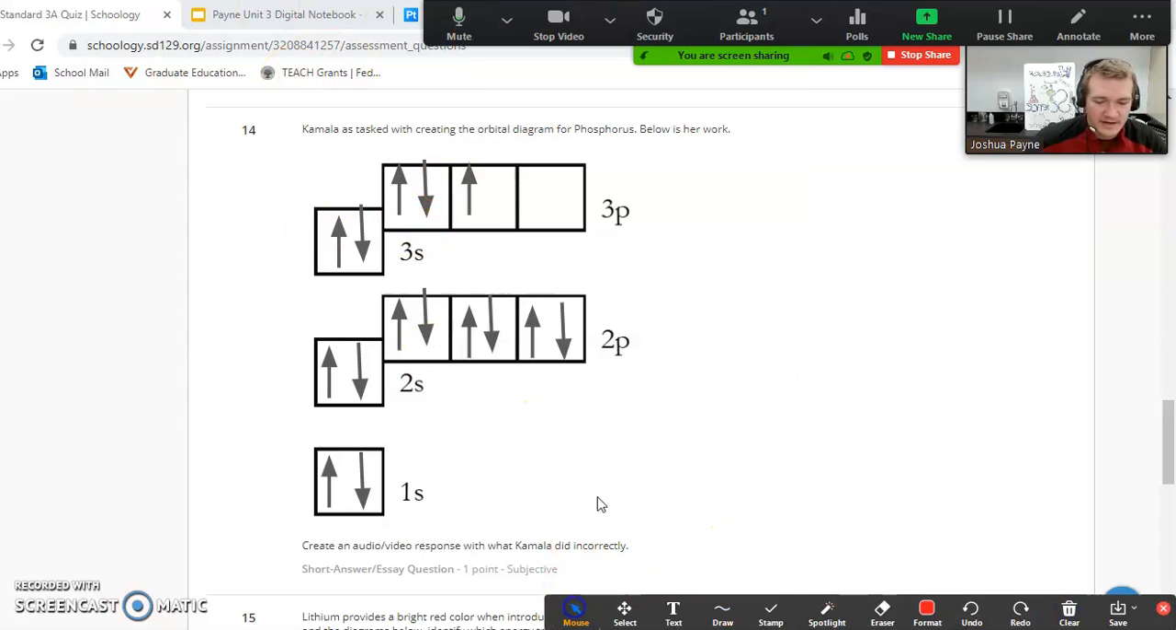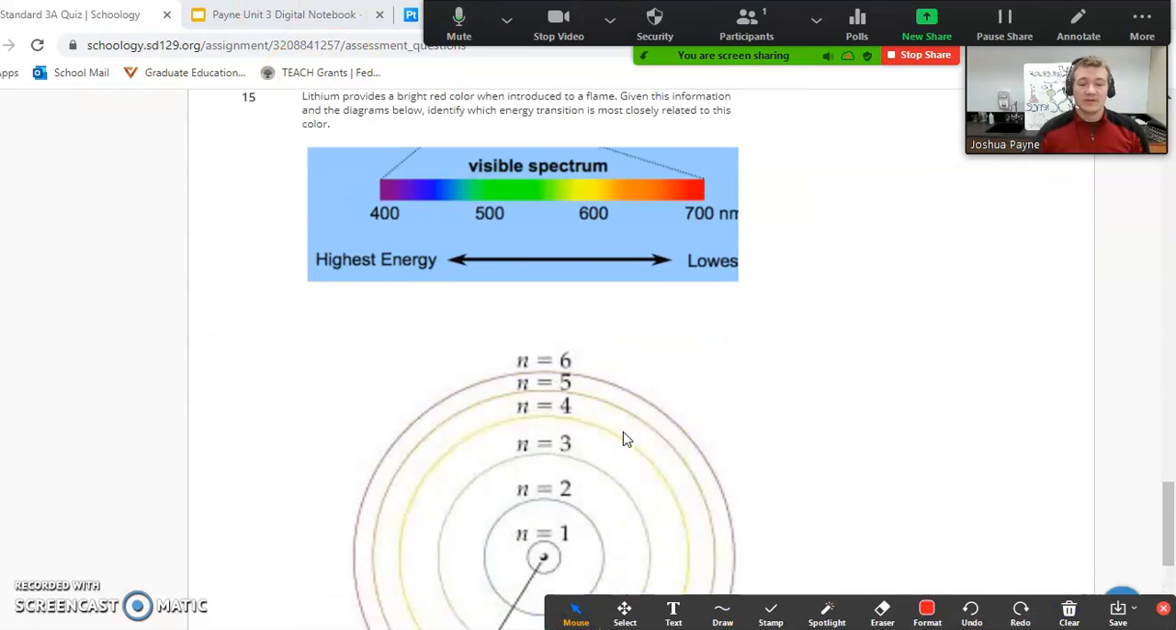Very good. I think we just have one more. We have a minute to cover it. Lithium provides a bright red color when introduced to a flame. We saw this. Given this information and the diagrams below, identify which energy transition most closely relates to the color.